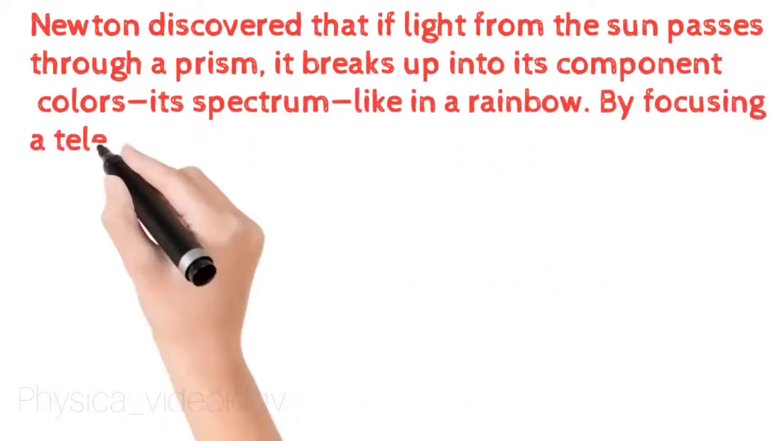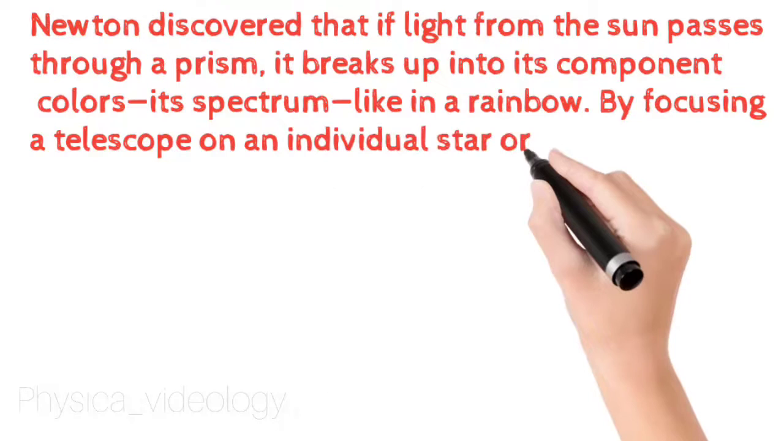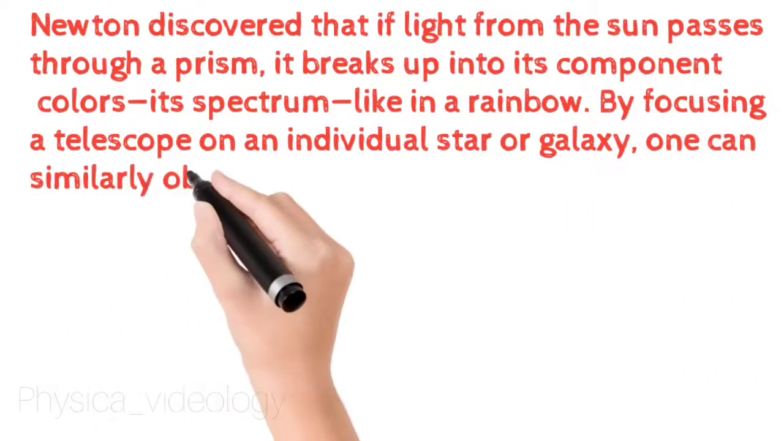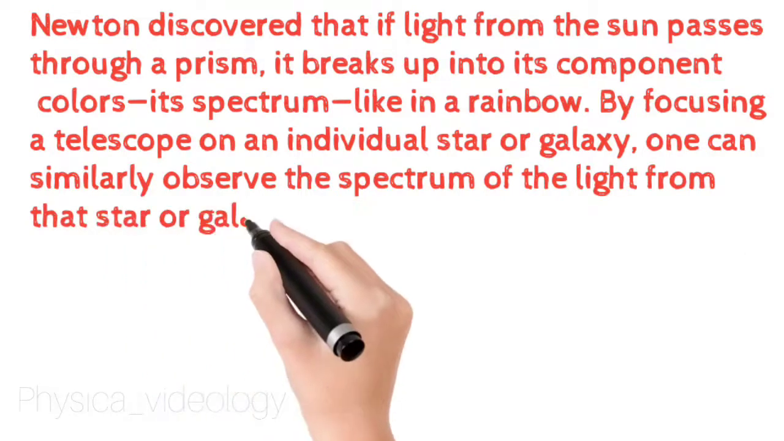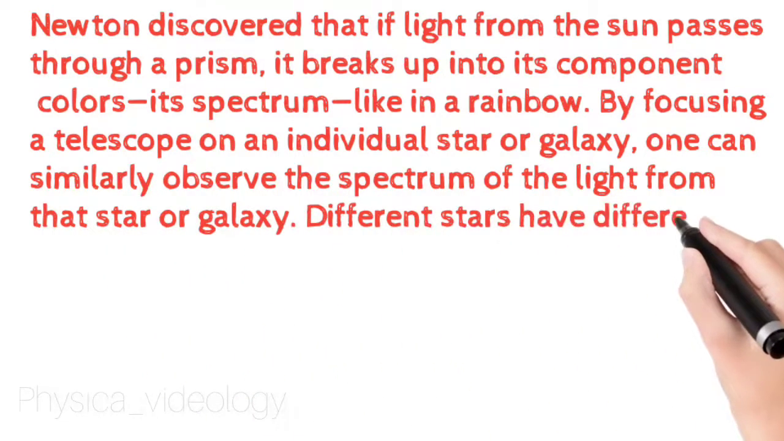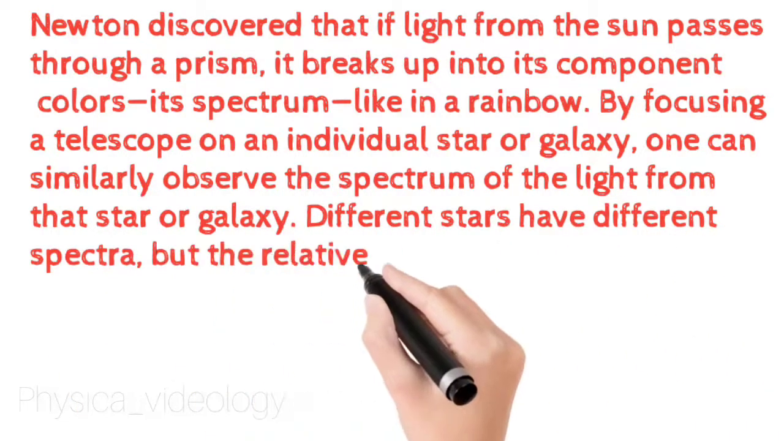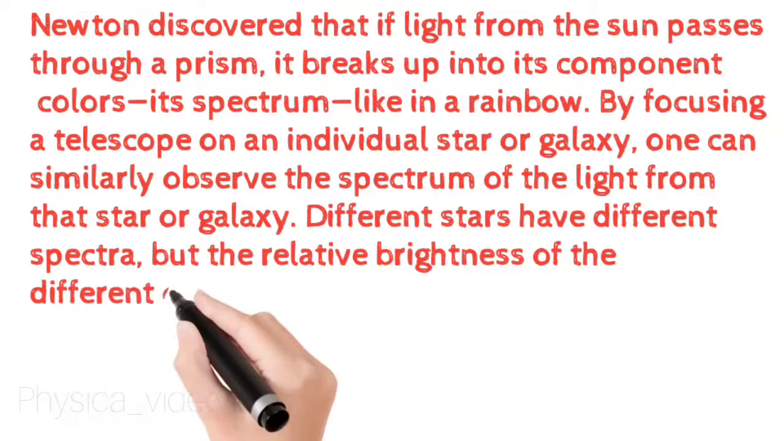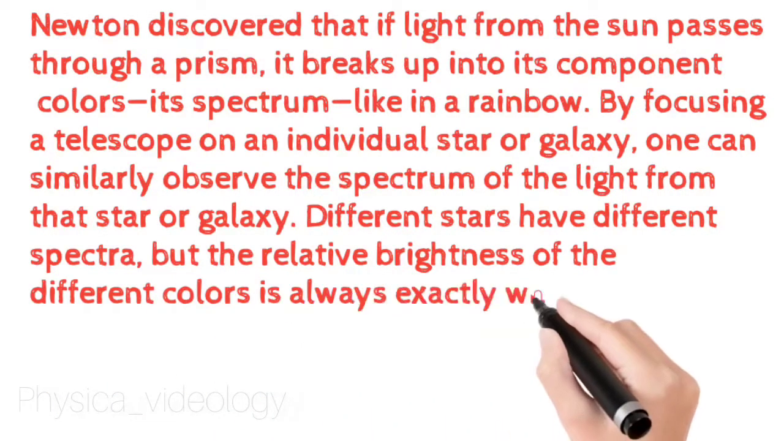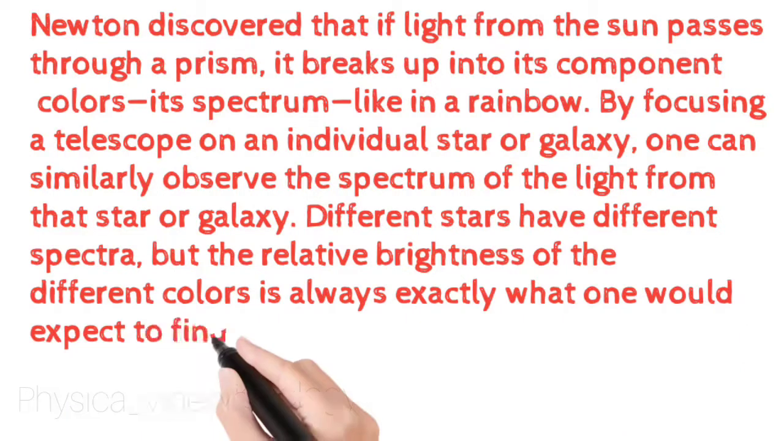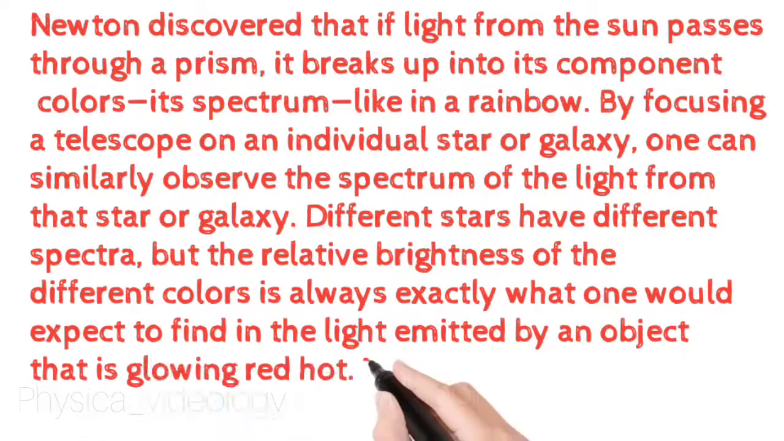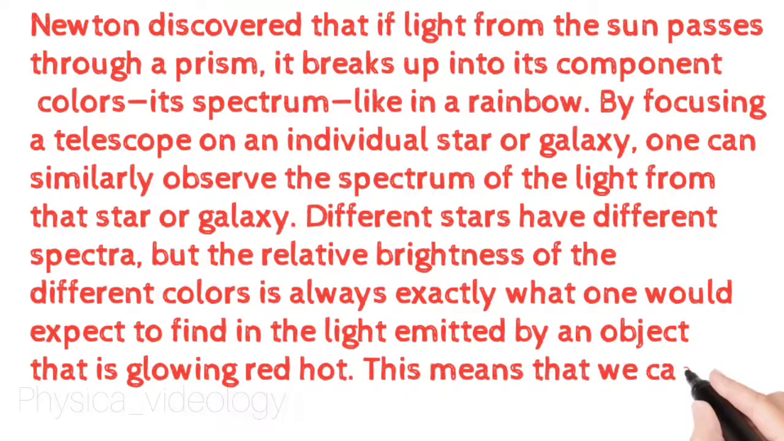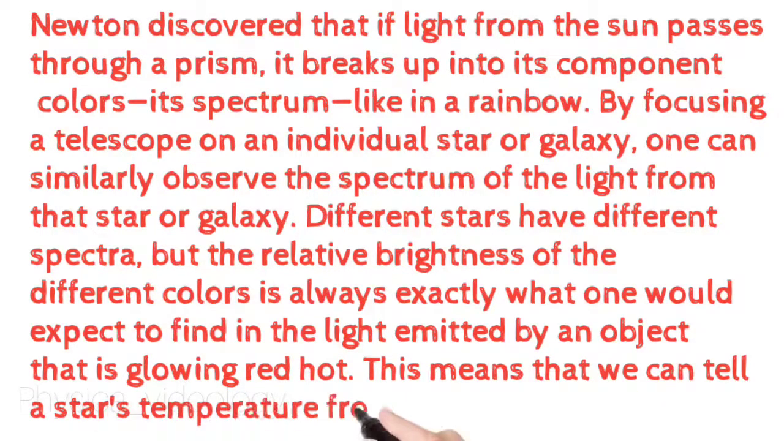By focusing a telescope on an individual star or galaxy, one can similarly observe the spectrum of the light from that star or galaxy. Different stars have different spectra, but the relative brightness of the different colors is always exactly what one would expect to find in the light emitted by an object that is glowing red-hot. This means that we can tell a star's temperature from the spectrum of its light.